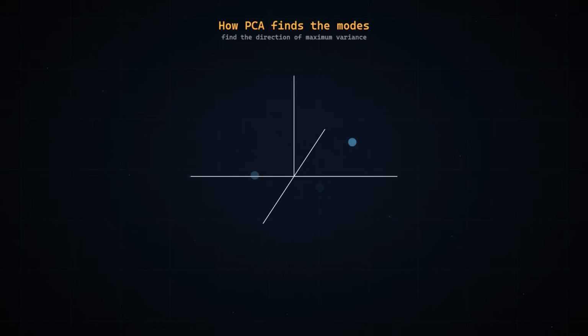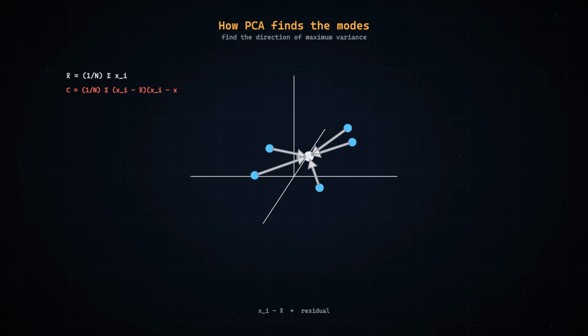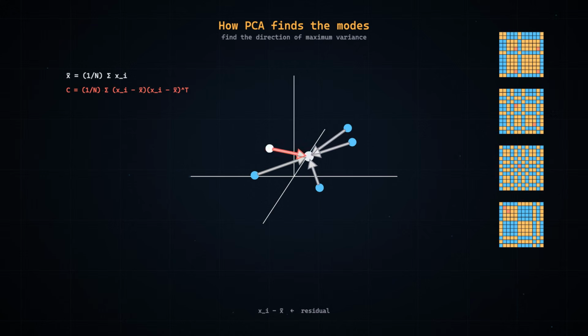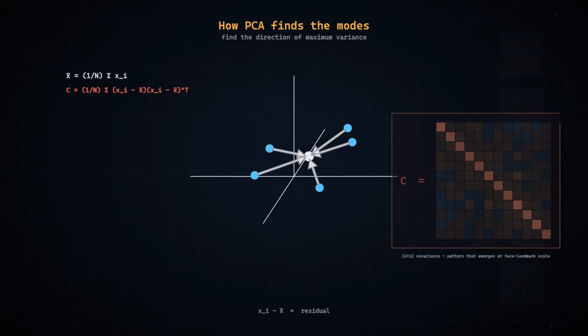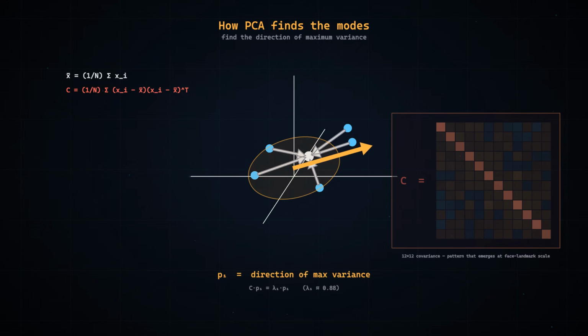The shape model is built on a simple idea. Every face is the mean face plus a few learned tweaks. Each tweak is a mode of variation. The first mode usually controls scale. The second, rotation. The third, expression. Keep about 15 of these modes, and you can rebuild almost any face.